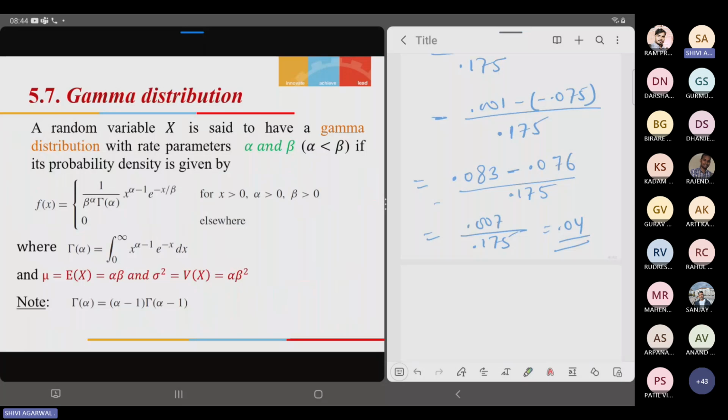Now the next question is on the gamma distribution. You can do that part also, no problem. Yes, in the denominator is beta minus alpha, so minus minus will become plus. The next distribution is the gamma distribution. A random variable x is said to have a gamma distribution with the rate parameters alpha and beta. Again, here there are two parameters.